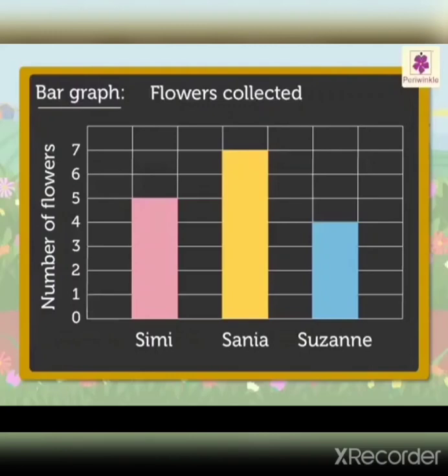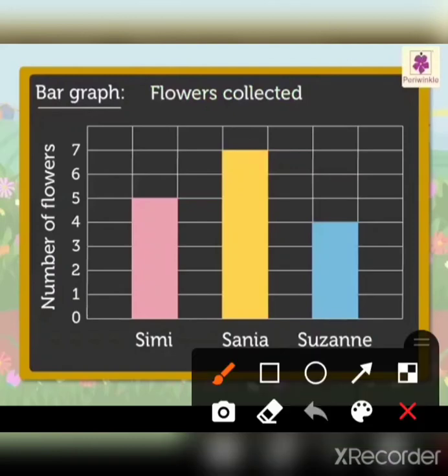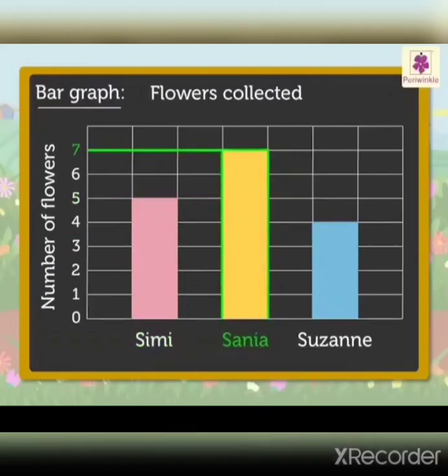So from the graph we can easily understand that the number of flowers collected by Simi is equal to 5. Similarly, the number of flowers collected by Sania is equal to 7 and the number of flowers collected by Suzanne is equal to 4. So, Simi collected 5, Sania 7 and Suzanne 4.